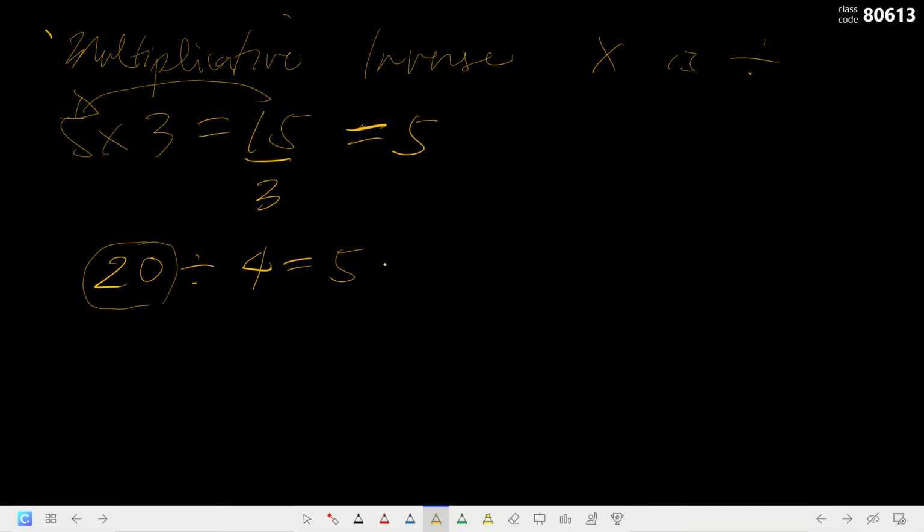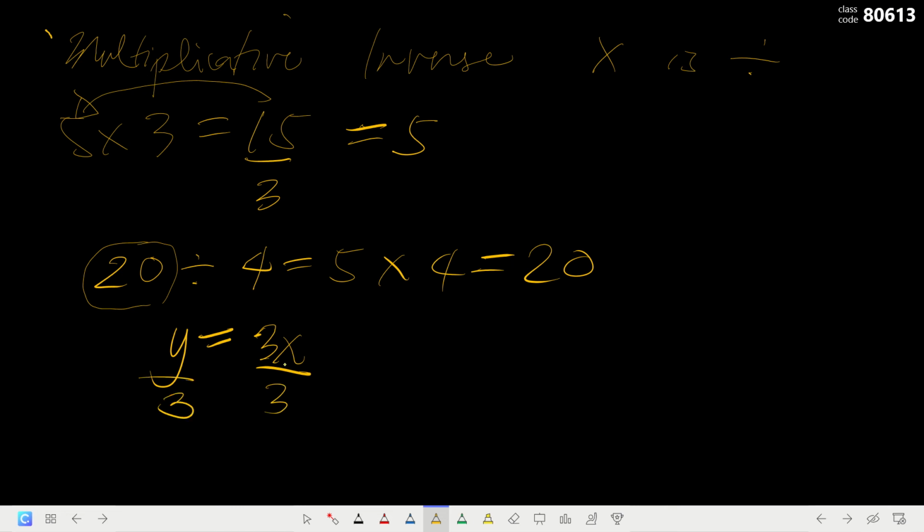Then, since nag-divide ako ng 4 dito, mag-multiply ako ng 4 para makuha ko yung 20. So that is our multiplicative inverse. So ilagay natin sa function. So for example, y is equal to 3x. Okay, so to get the value of x, I need to divide both sides by 3 kasi ito di ba, we multiplied. So ang inverse ng multiplication is division. So x now is equal to y divided by 3.